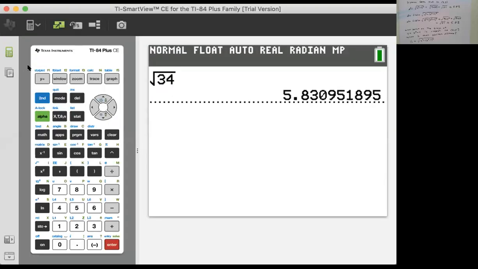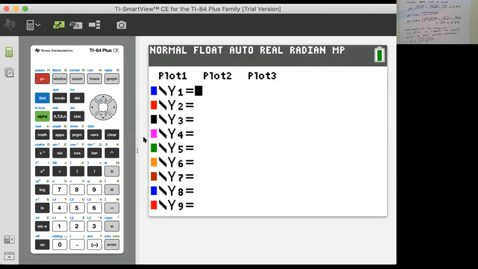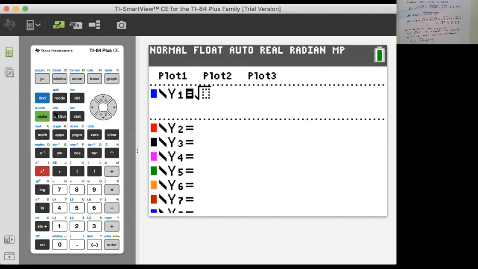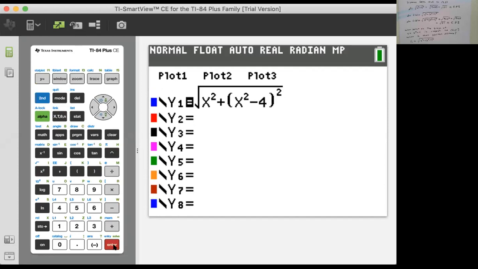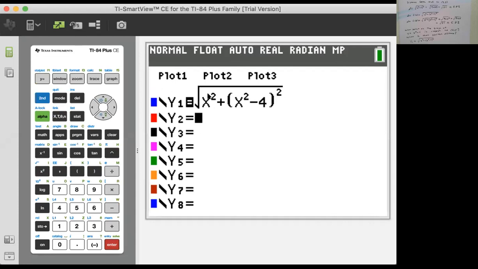So let's jump back. Let's go to the y equals. And I'm going to plug that in: square root of x squared plus parentheses x squared minus 4 squared, or to the second power. So that should be it. So if I plug in 3 for x, 3 squared 9, 3 squared 9 minus 4, 5 squared is 25. I should get that same square root of 34.